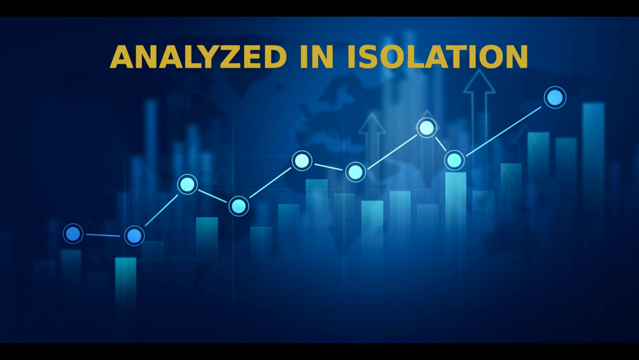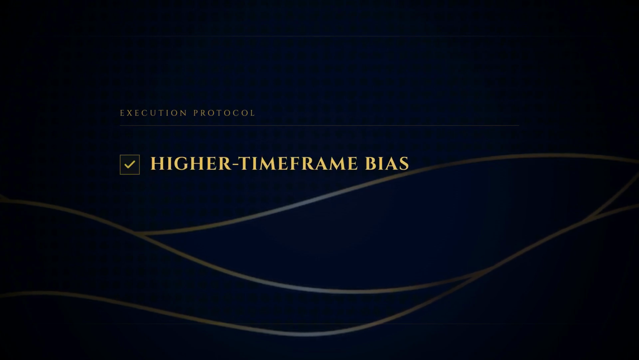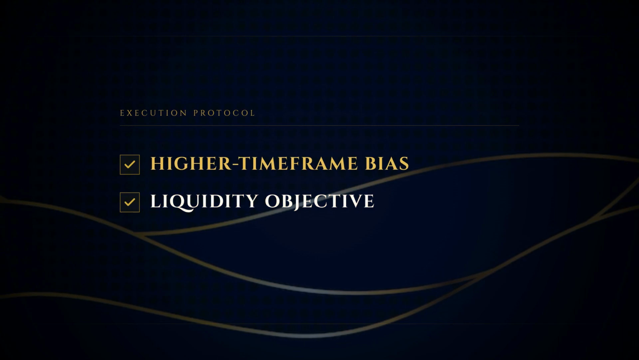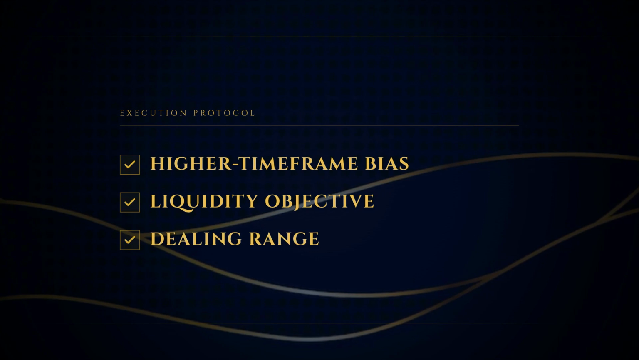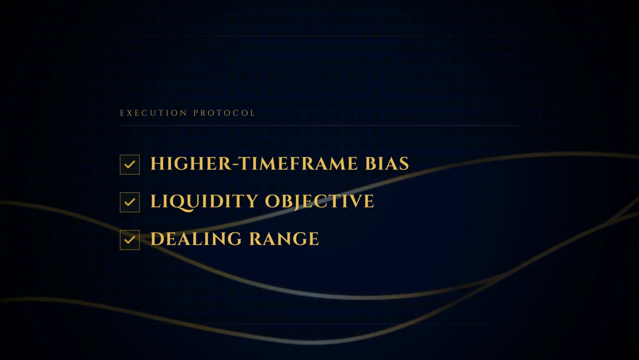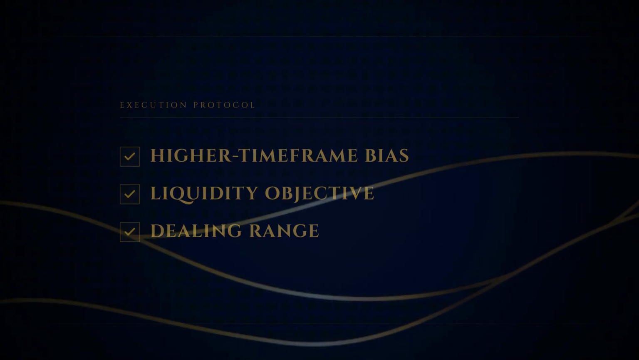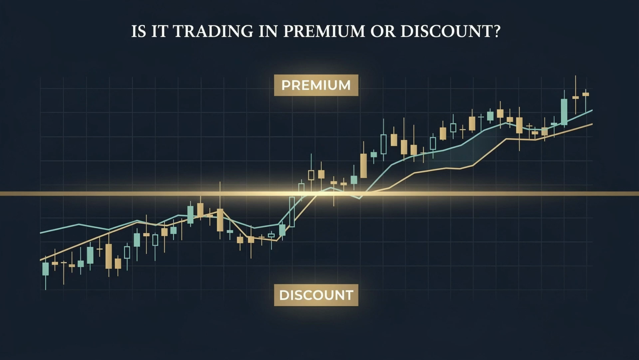Order pairing should never be analyzed in isolation. Before using it for execution, begin with the higher time frame direction. Ask yourself where price is likely trying to move next. Is price seeking buy-side liquidity above an important high? Is it seeking sell-side liquidity below an important low? Is the market expanding, retracing, consolidating, or reversing? Where is price positioned within the higher time frame range? Is it trading in premium or discount? These questions provide the context that the order pairing pattern alone cannot provide.